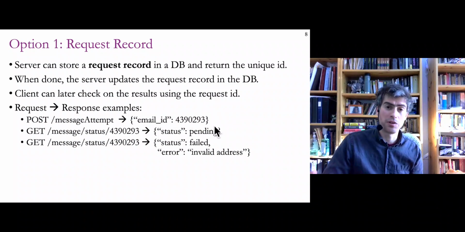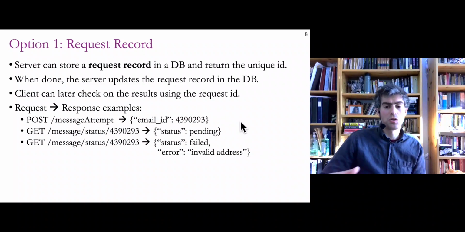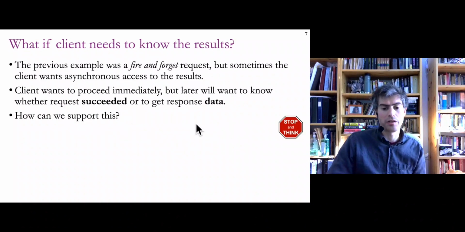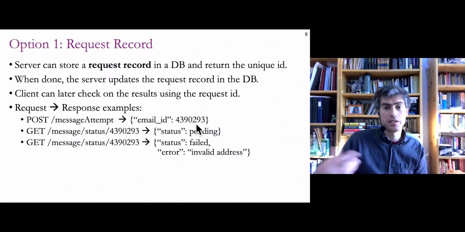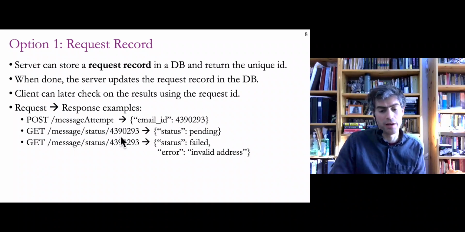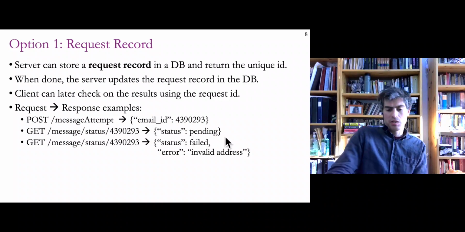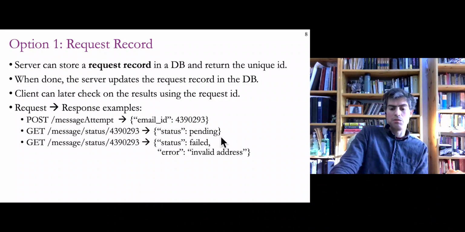So this is like a tracking number for the request, right? In order for this tracking number to be useful and to have meaning later on, the server also needs to store this tracking number, this request record, in a database, because later on the client is going to send a request to get the status of that request. So let's say there's an API that looks like this: get /message/status/ the request ID, and the response at first might be that it's pending, like it hasn't been finished yet.